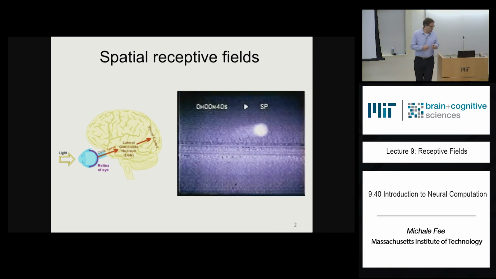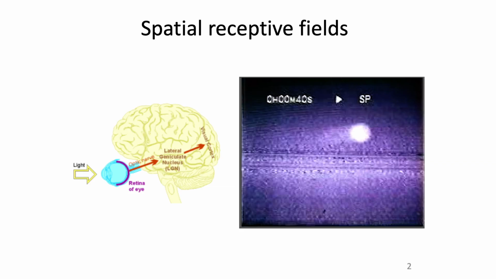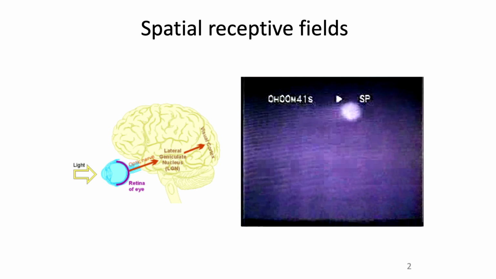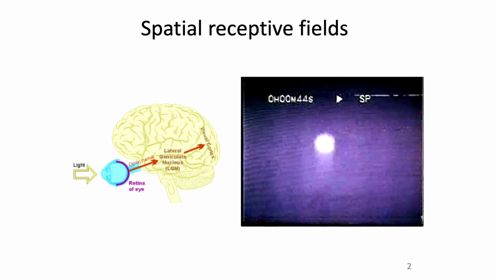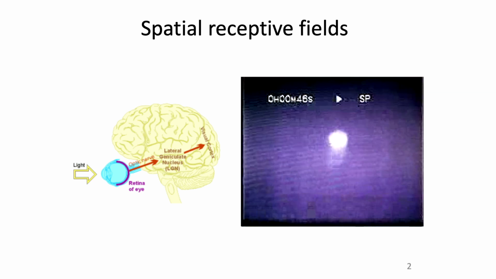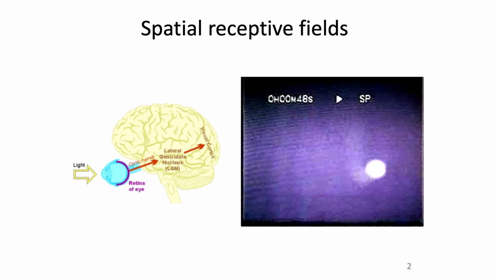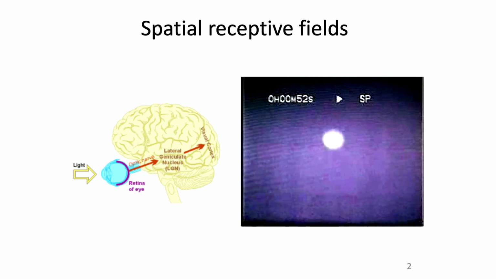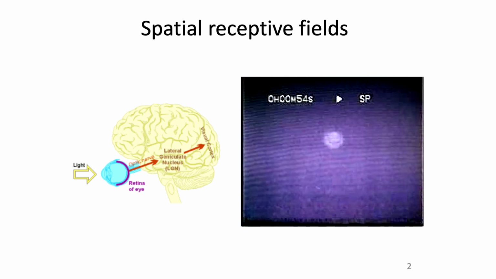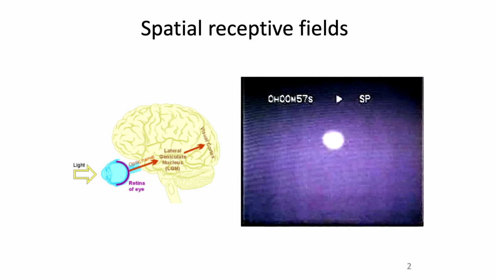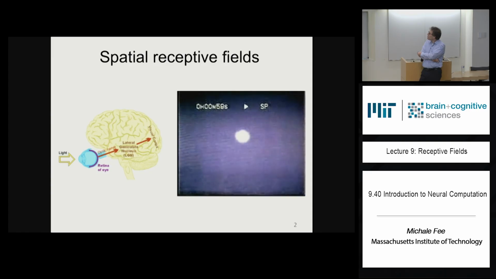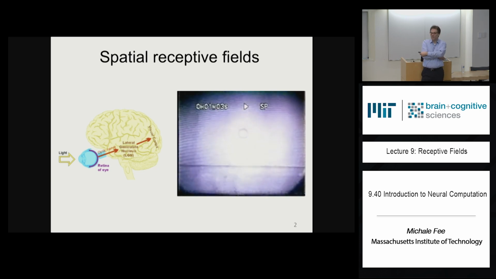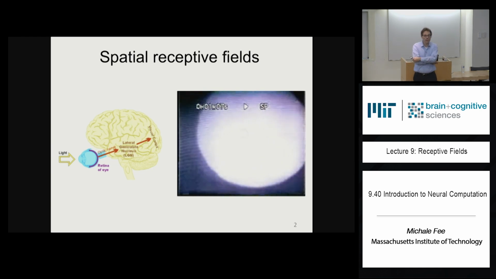Okay, so here's what one of those movies looks like. You're hearing the action potential of a neuron in visual cortex. You can see the neuron generates lots of spikes when you turn a spot of light on a particular part of the visual field.